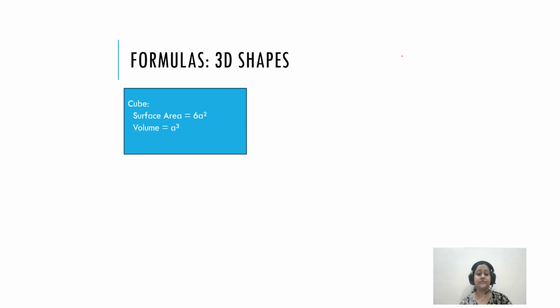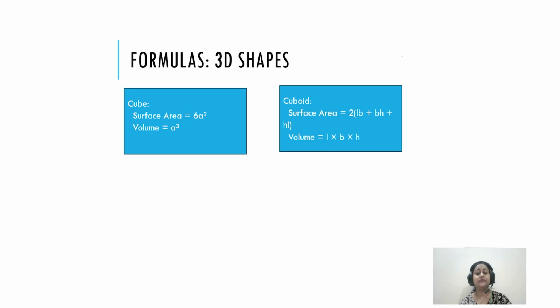Now let us see the formulas for 3D shapes very quickly. In case of a 3D shape, it is not area or perimeter, but it is called surface area and volume. So instead of perimeter, it is surface area, and instead of area, it is volume. For cube, the surface area is 6 into a square, where a is one side, and volume is a cube. For cuboid, surface area is 2 into lb plus bh plus hl, that is length into breadth plus breadth into height plus height into length. A little complicated formula. Volume is length into breadth into height.